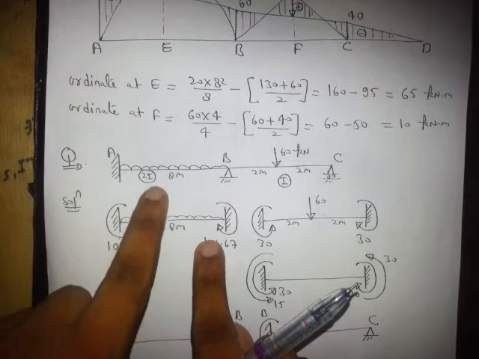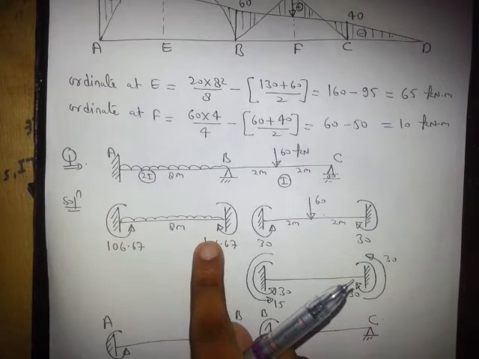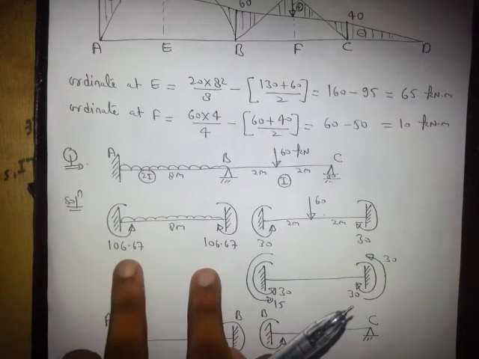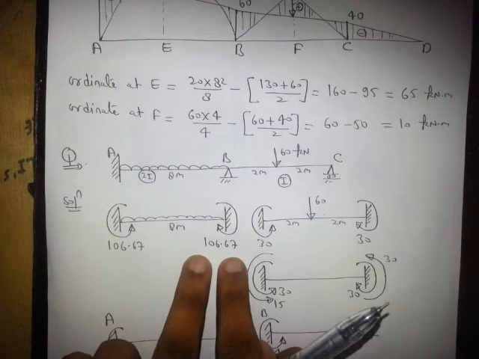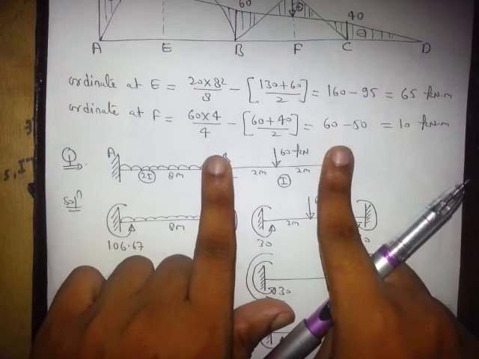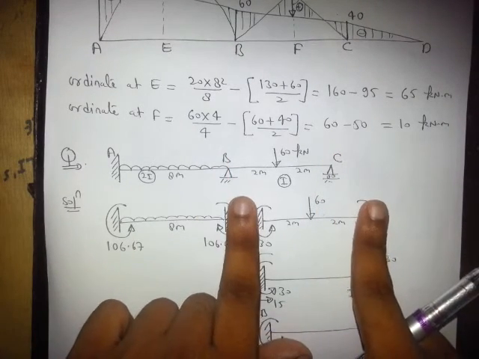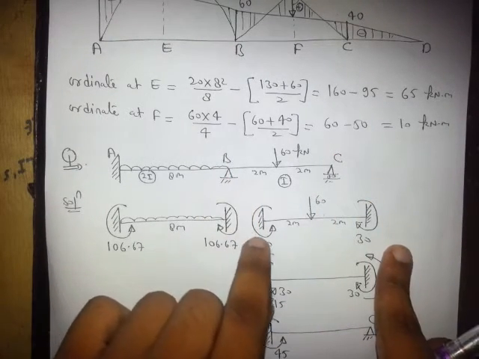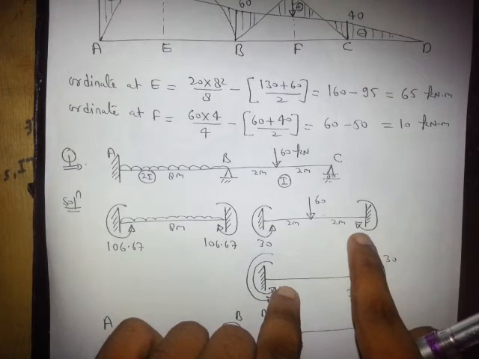Value will be WL square divided by 12. So this value will be 106.67. Now if these two I have assumed as fixed, so this will be PL divided by 8, which means 30. This will be PL divided by 8 equals 30.